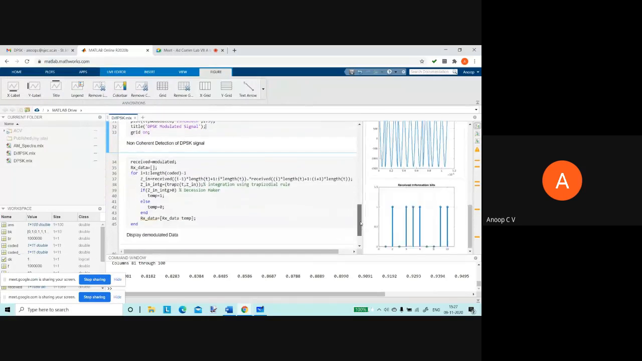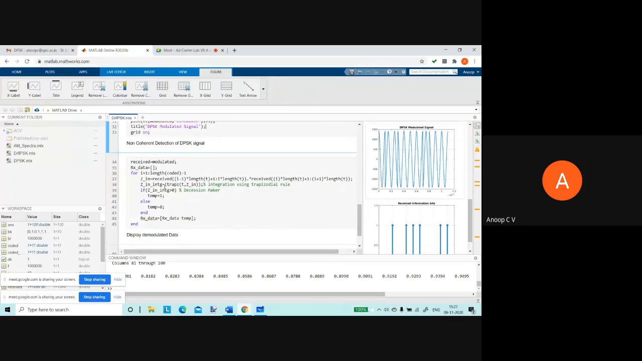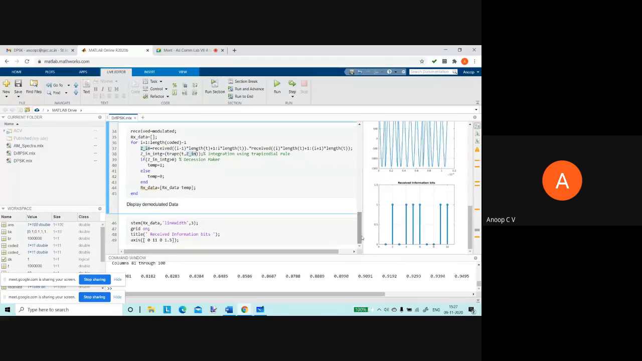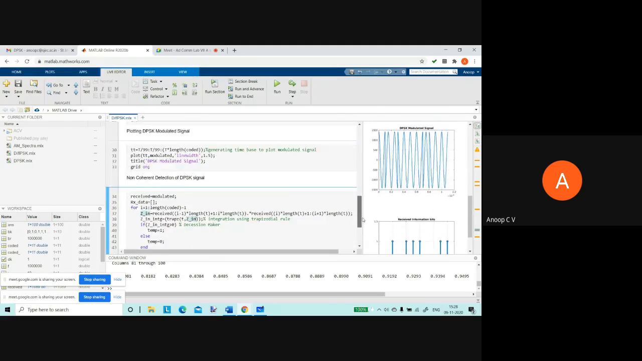And similarly, for this integration, element by element multiplication and integration, we are doing for 1 bit duration. So inside this trapezoid, the time base we should give is that of a single bit duration. And this is Zn. So you can do it in many different ways. Maybe there can be simpler or easier methods. You can use that. But finally, we should be able to implement the mathematical model. That's it. So this is all about differential phase shift keying.